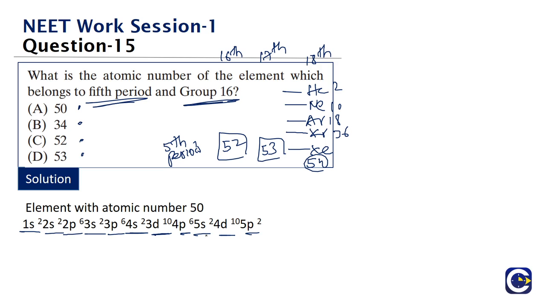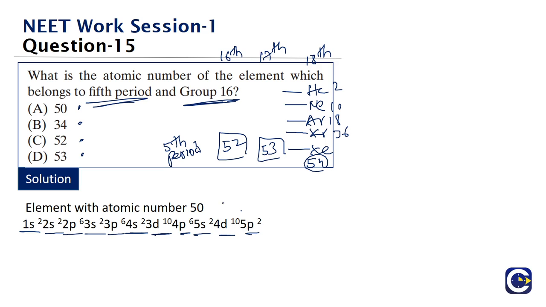Okay, so this is the fifth period, because outermost is what? Fifth. But this, what is this? This is not in the 16th group. This is in the 14th group. So how are we saying it is this is the p block, right?